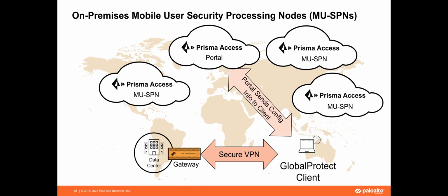An administrator cannot specify that mobile users connect to a specific gateway, a specific Prisma Access MUSPN. However, you can allow mobile users to manually select specific Prisma Access MUSPNs or gateways using the GlobalProtect app. A quick note here: you cannot use your own portal with Prisma Access. You can only use the Prisma Access-based portal that is deployed when your Prisma Access for mobile users is provisioned. But from that portal, you can redirect users to your gateway.